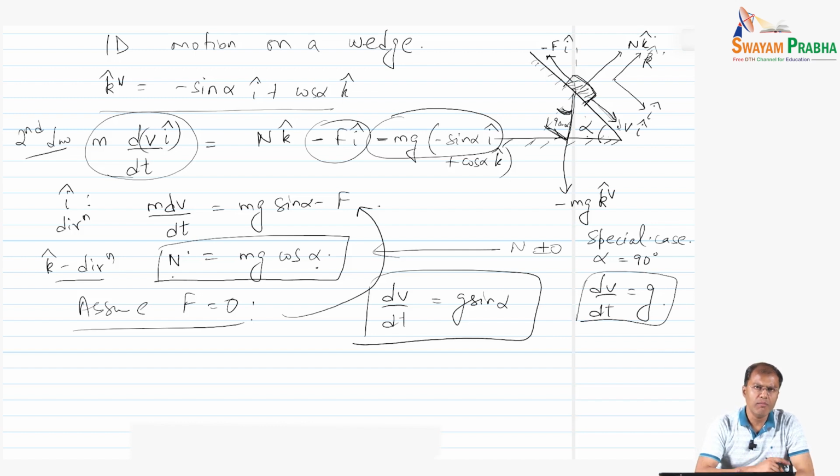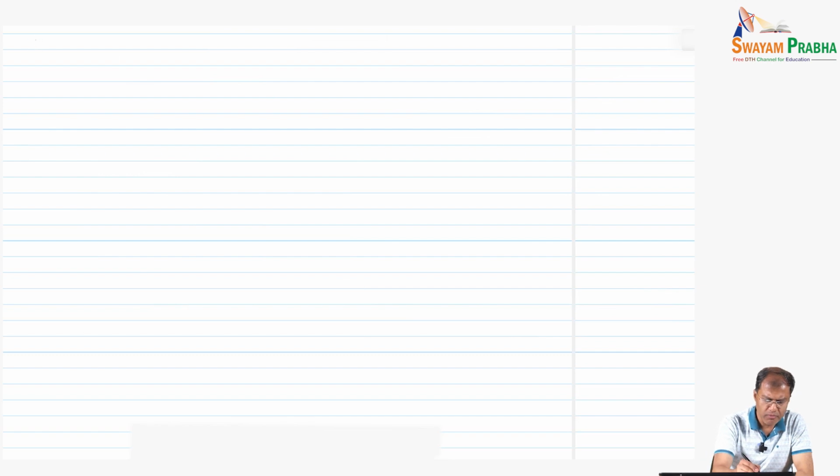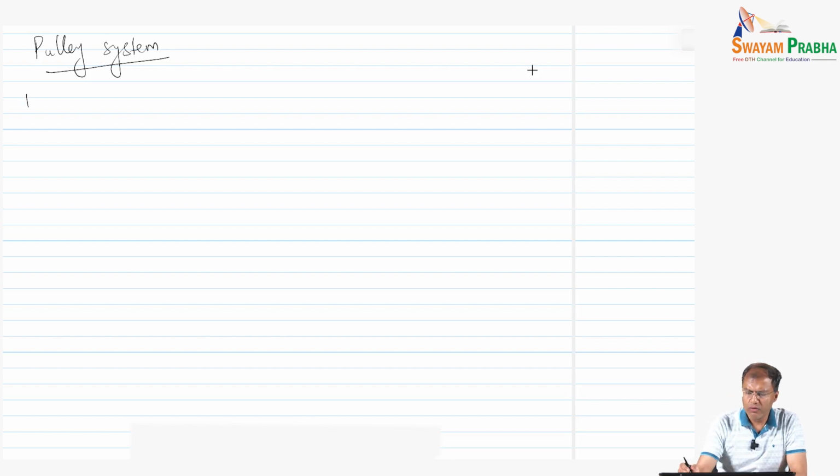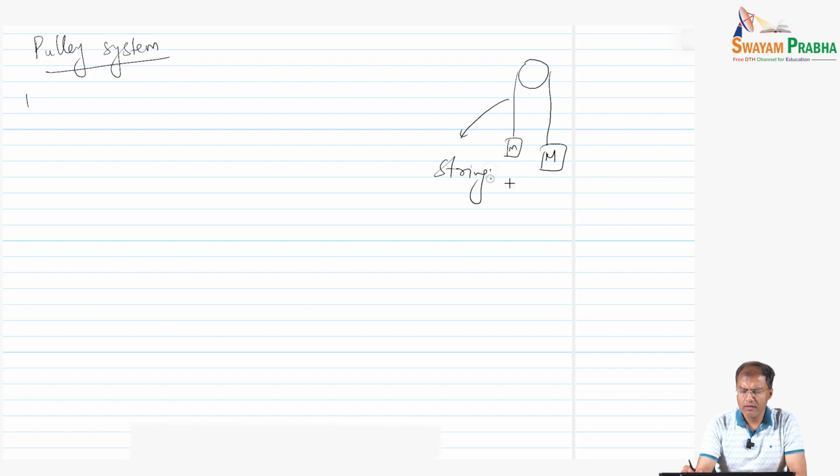So let us now look at one more interesting example, that is of a pulley mass system, right? So let me just introduce a pulley mass system. So what is a pulley? A pulley is typically a circular disc which is being tied with two masses on both the ends with some string, right? The string is a light and inextensible string.